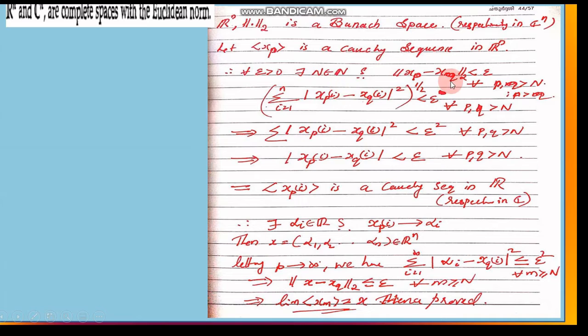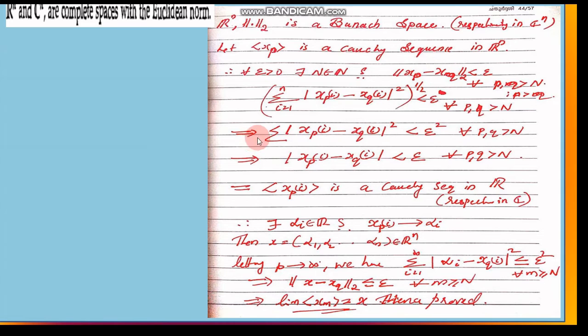So therefore, by definition, the norm of x_p minus x_q is less than epsilon for all p, q greater than N. When it is norm 2, how will you define norm 2? Sigma i equal to 1 to n, modulus of x_p(i) minus x_q(i) whole squared, whole raised to 1 by 2. For the p-th norm, it is whole raised to p, whole raised to 1 by p. That is less than epsilon for all p, q greater than N, which implies sigma.